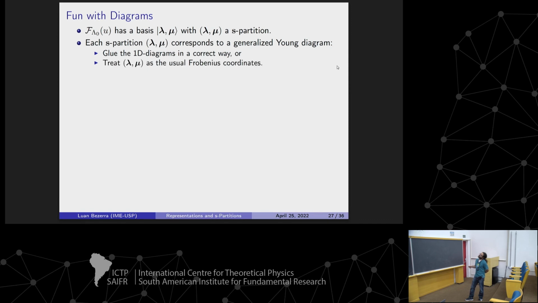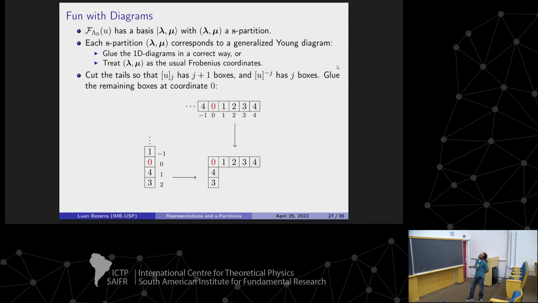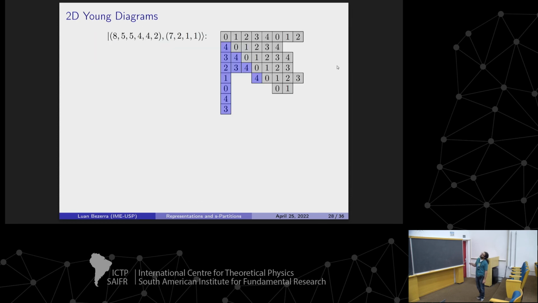And so to see the pictures for this basis, what you have to do is go back and take this. Remember, this was the picture for a vector in V. This was the picture for a vector in W. And then you just glue them at the 0 coordinate and forget the tails. And then you glue everything, all other vectors that you have along the diagonal. And you get something like this.